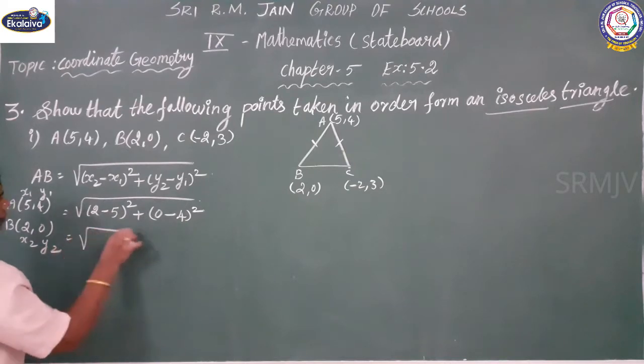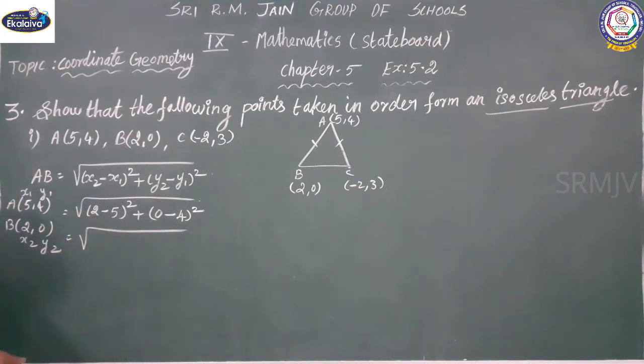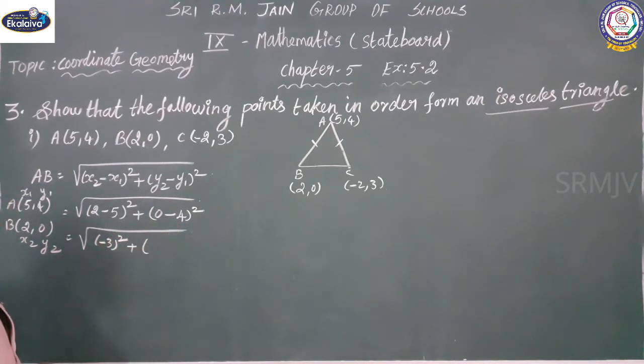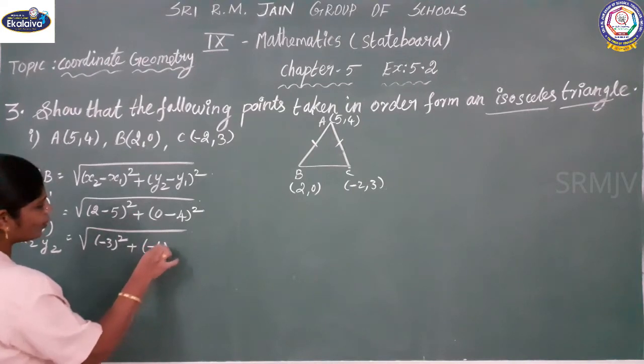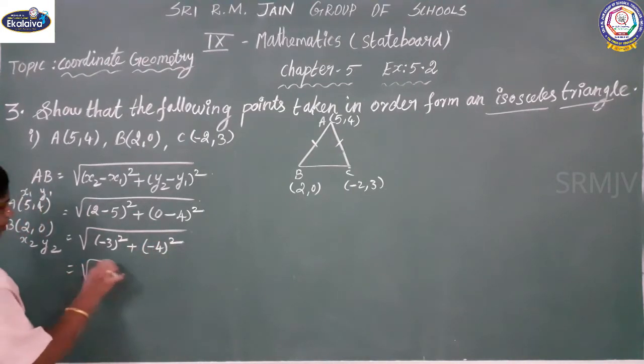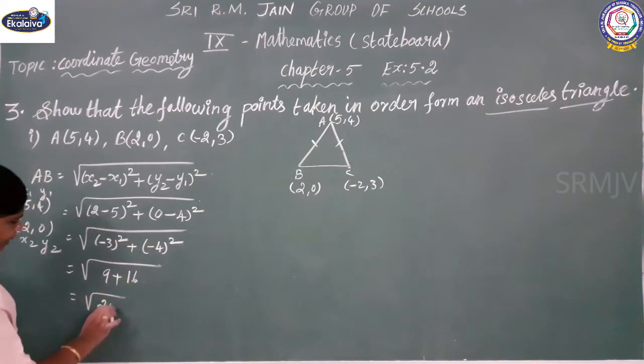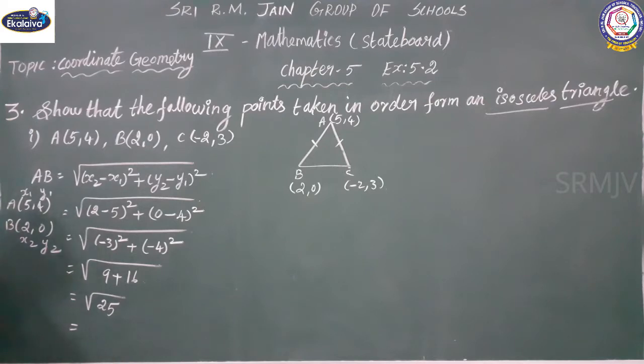So 2 minus 5, what will you get, children? Minus 3 the whole square plus 0 minus 4, that is minus 4, the whole square. Minus 3 the whole square, what will you get? 9, plus minus 4 the whole square, 16. So 9 plus 16 you will get 25. The square root of 25 is 5. So the distance of AB is 5.